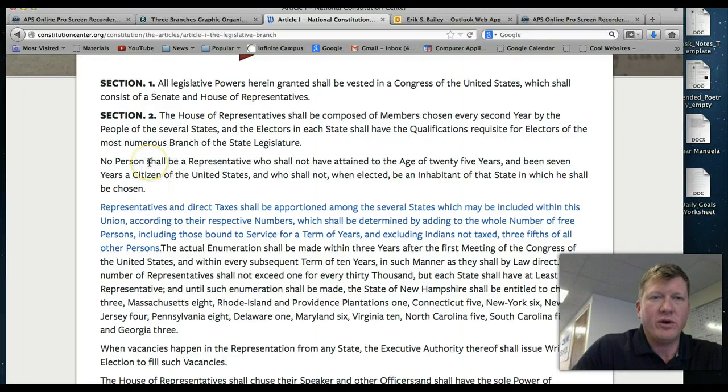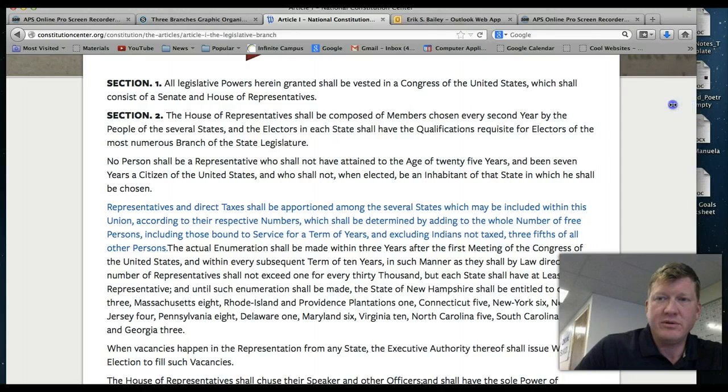So the requirements for Congress, the legislative branch. No person shall be a representative who shall not have attained the age of 25. This is for the House of Representatives, so you have to be 25 years old. You have to be a citizen for at least 7 years. You don't have to be born in the United States, but you have to be a citizen for 7 years. And a person shall not, when elected, be an inhabitant of that state in which he or she shall be chosen. So you have to be living in the state you're chosen to represent.